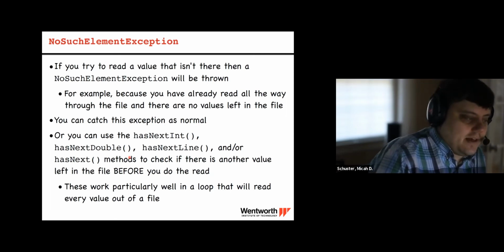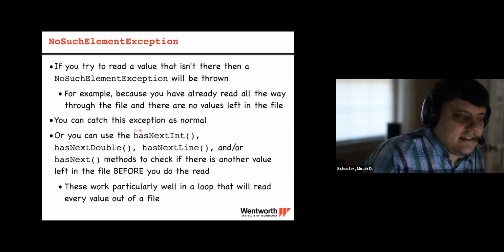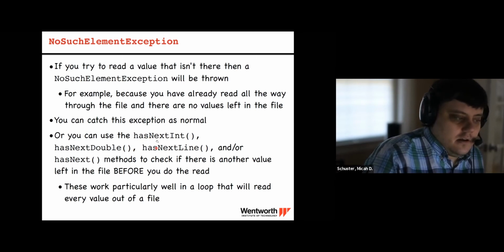Scanner has a few extra methods. It has these has versions. So it's still nextInt, nextDouble, nextLine, next. But it's hasNext, hasNextDouble, hasNextInt, hasNextLine.